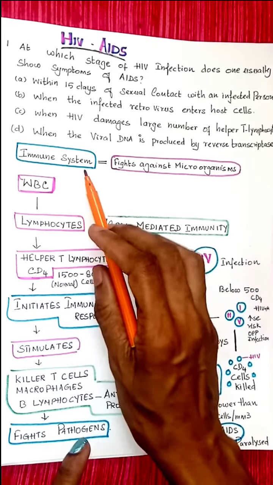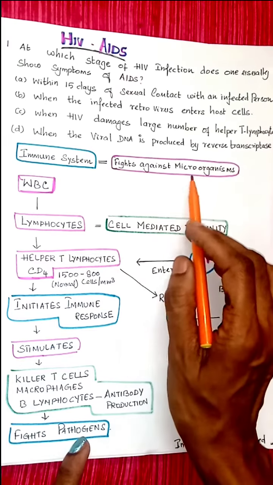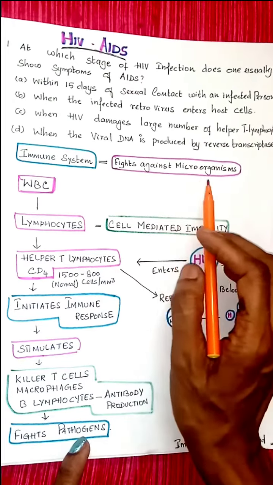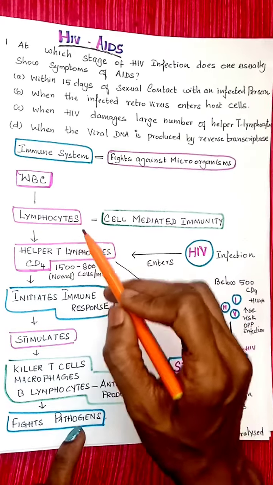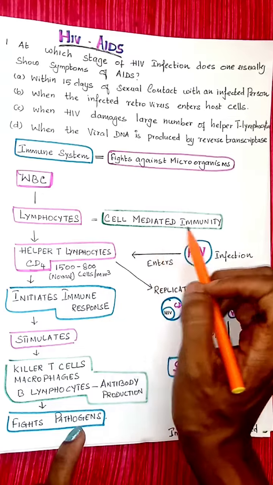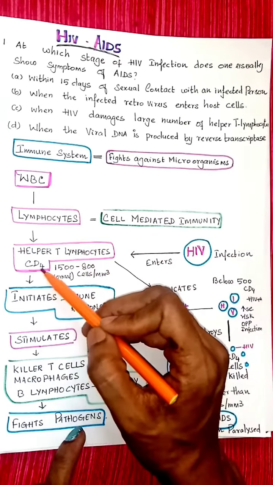You have immune system in the body. The function of this immune system is to fight against the microorganisms, that is the pathogens which enter the body, maybe virus, bacteria, fungi or protozoa, etc. Under WBCs, you have lymphocytes. These lymphocytes, that is the fighting cells of the body, are responsible for cell-mediated immunity. Under lymphocytes, you have helper T lymphocytes or CD4 cells.